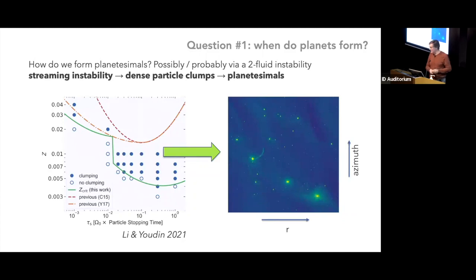There are also many other streaming instabilities in astronomy, but this is a streaming instability. And the nonlinear evolution of that is to form dense clumps of solid material, dense clumps of pebbles. And so the basic idea is that this instability forms dense clumps of pebbles, and those clumps become so dense that they collapse under their own gravity to form the planetesimals.